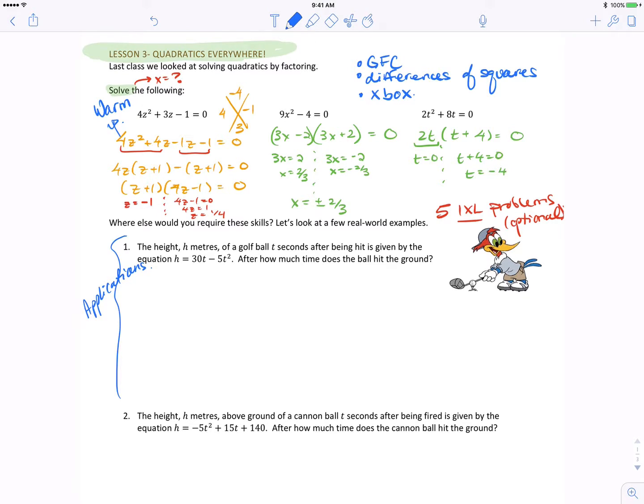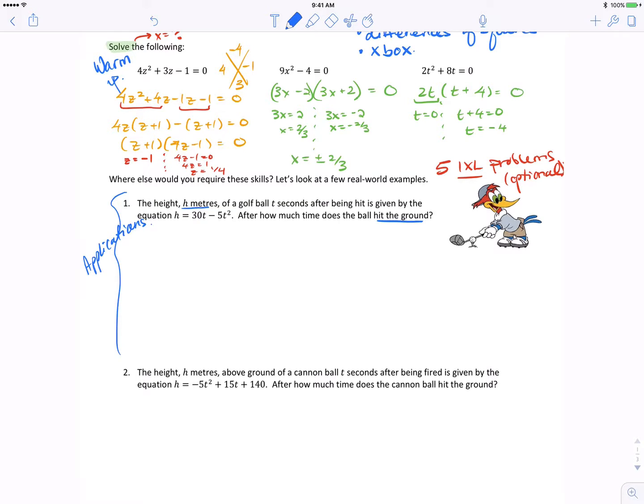So the first one we're looking at is the height of a golf ball, where h is in meters and t is in seconds, after being hit. So I'm given an initial equation. The question says, after how much time does the ball hit the ground? Okay, hit the ground is synonymous with roots, x-intercepts, factors, doesn't matter. So that's what I'm looking for. So I start with my original equation, minus 5t squared. And what I want to do with that equation is factor. I can see I can take out a 5t out of both terms. I'm left with 6 minus t.